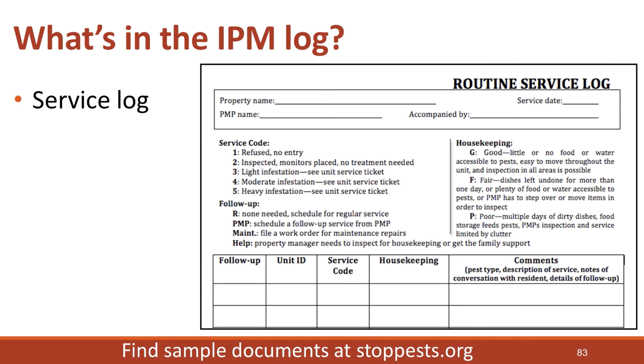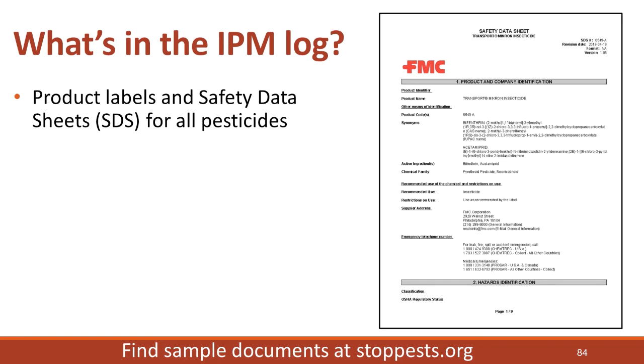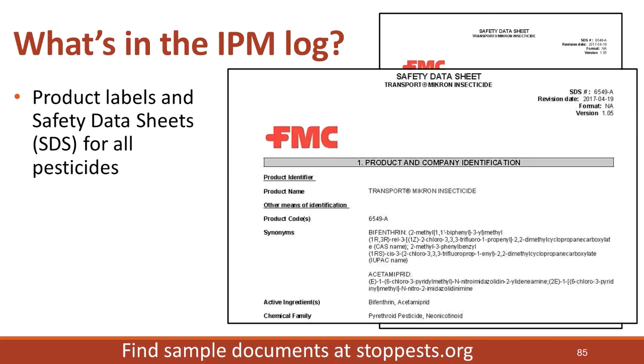Here is a sample service log where we record all of the services the PMP performs, the types of pest present, the follow-up recommendations, and the condition of the unit relative to pest management. For all of the pesticides being used, the IPM log should also include both product labels and safety data sheets, also referred to as an SDS. This is the SDS for Transport Micron, a bedbug pesticide. And here's a close-up of the Transport Micron SDS cover page. Having quick access to detailed information on the pesticides in use can be very helpful to property management staff.